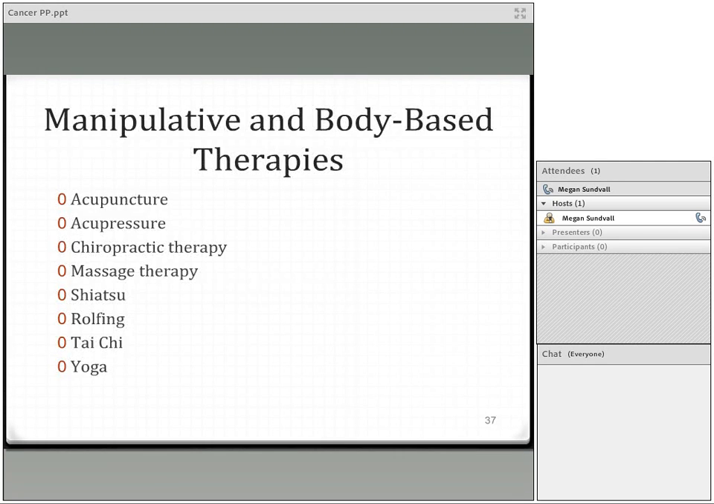All right, next is manipulative and body-based therapies: acupuncture, acupressure, chiropractic, massage, shiatsu, rolfing, tai chi, and yoga. Acupuncture is a group of thin needles that are manipulated by the hand or electrical stimulation inserted into different parts of the body. And here they're going to assist with promoting the flow of qi along the pathways known as the meridians. Acupressure is using consistent and firm pressure from fingers or other devices.